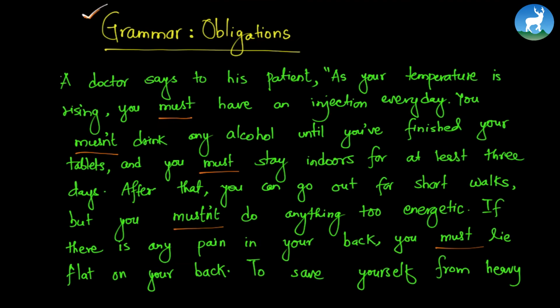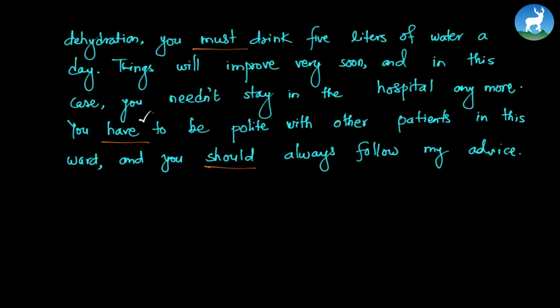Now let us find out all the obligation structures. We have already done that. We have must, the negative form mustn't. After that we have to and should. So what are the obligation structures? They are must, have to, and finally should. These three are called the structures of obligation. Must, have to, and should.